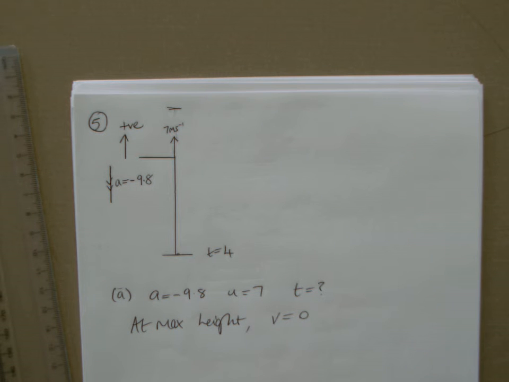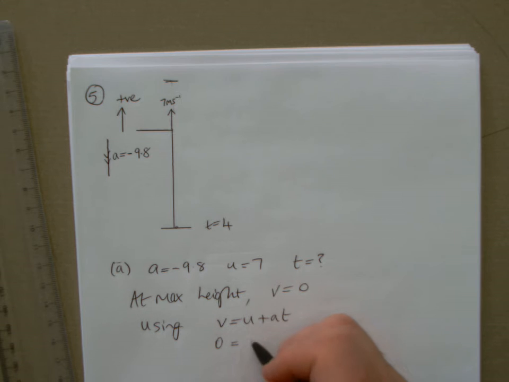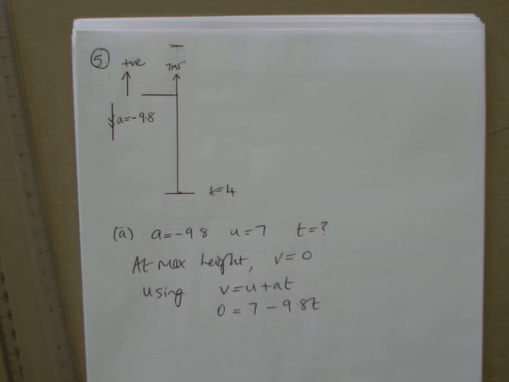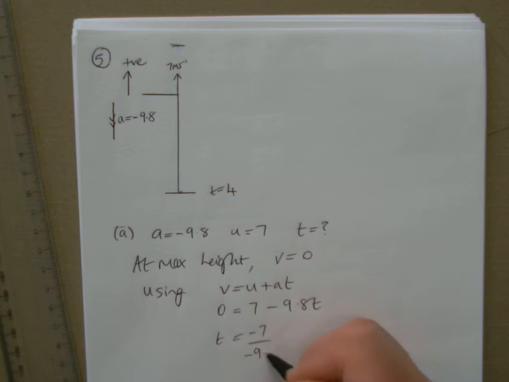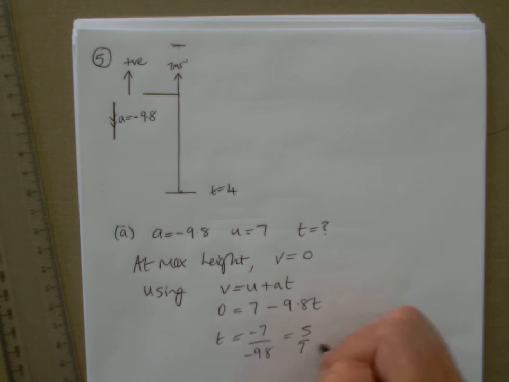Okay, so using v equals u plus at, velocity is 0, u is 7, a is minus 9.8, and t there. So I'll plug that in. All you've got to do then to get the time is take the 7 over, so it becomes minus 7, and then divide by minus 9.8. If I do that on my calculator, it comes out to be 5 over 7. Perhaps leave it like that, because as a decimal it's not so nice. So 5 over 7 seconds.